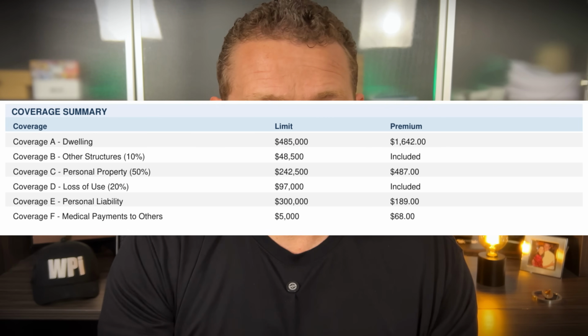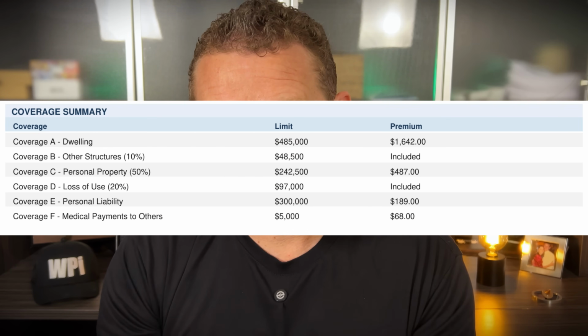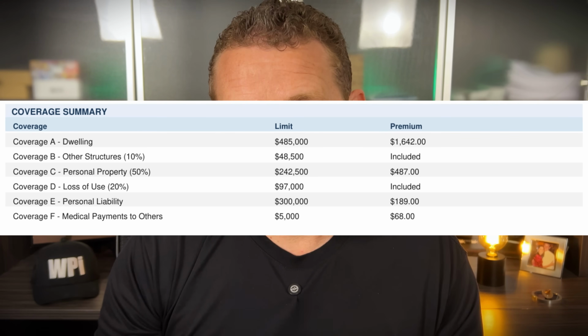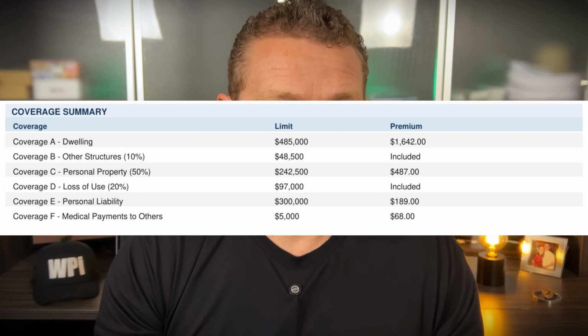This next one is the section most people skip and is the most important part of the page. The coverage table lays out exactly what limits you have on each part of the policy. On a homeowner's policy, you'll see coverage A through coverage F. Each one protects something different. Coverage A is your dwelling. That is the coverage of the house itself.